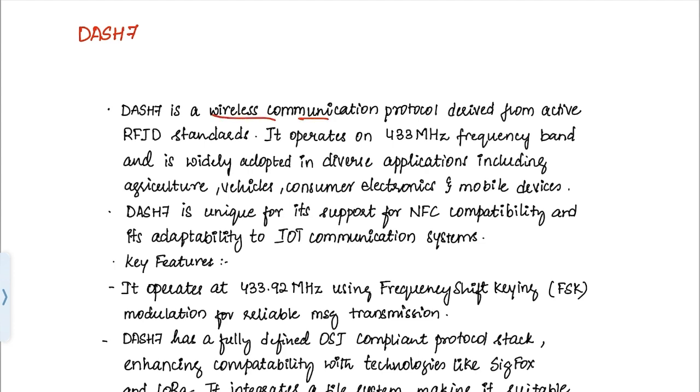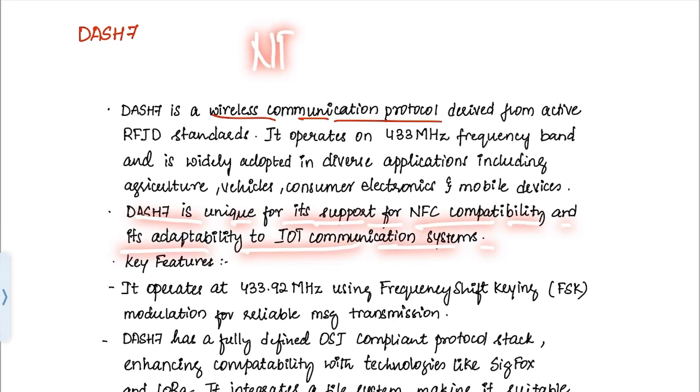DASH7 is a wireless communication protocol that is derived from active RFID standards. So this is again a child, or a substitute, from the RFID family or RFID standard. It operates on the 433 megahertz frequency band and is widely adopted in diverse applications including agriculture, vehicles, consumer electronics and mobile devices. So DASH7 is unique for its support for NFC compatibility and its adaptability to IoT communication systems.